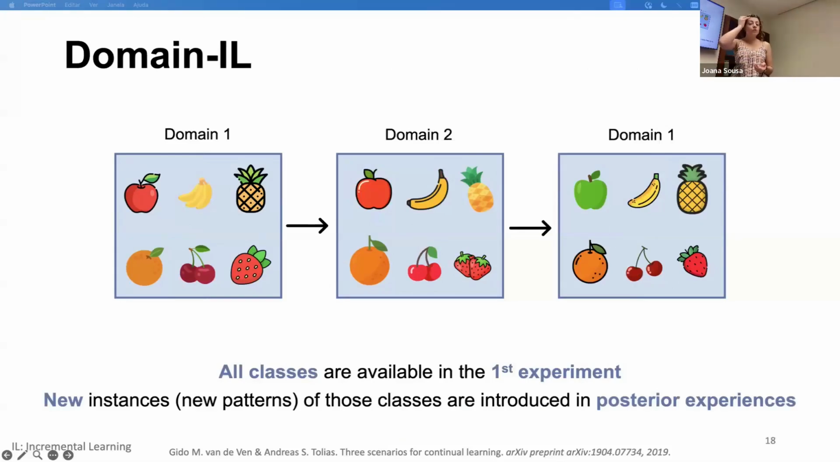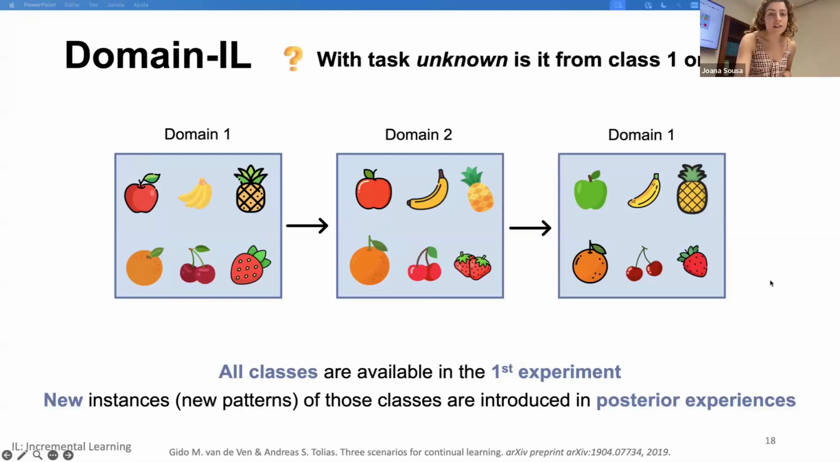Then we're going to the domain incremental scenario. In the first learning moment, the first experiment, all classes are available, and then in subsequent experiments, only new instances of those classes are introduced. In this case, this is a specific question. I adapted this from a paper, and Guido is one of the authors, where they did this with the MNIST digits data set, and that was the question.